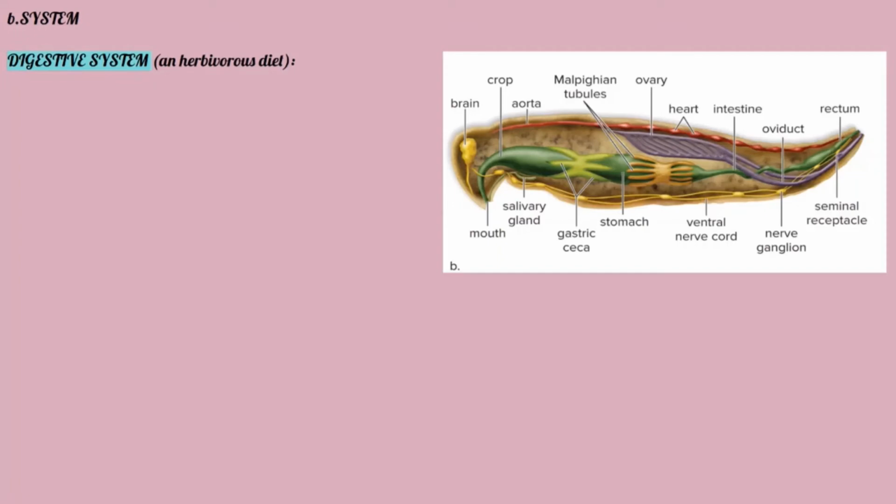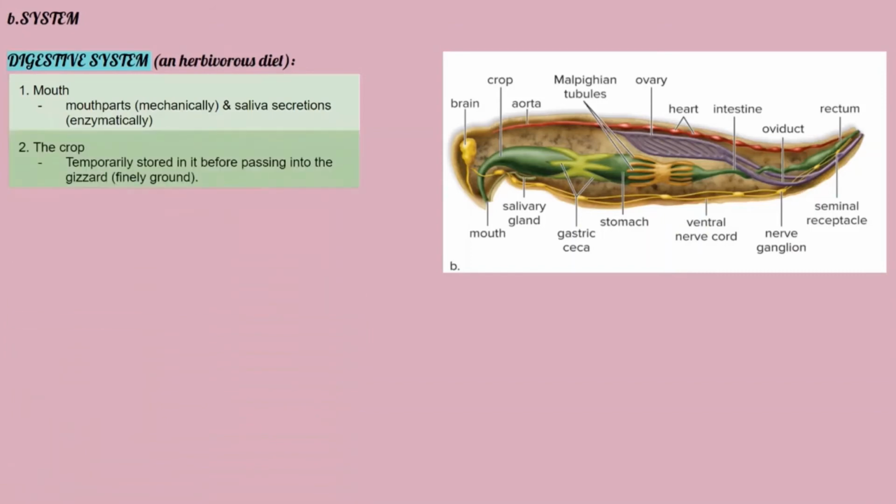Next are the systems inside the grasshopper. First is the digestive system, which is suitable for an herbivorous diet. This is a figure of the systems inside the grasshopper. In the mouth, the food is broken down mechanically by the mouthparts and enzymatically by saliva secretion. From the mouth, the food goes to the crop and is temporarily stored before passing into the gizzard, where it is finely ground.